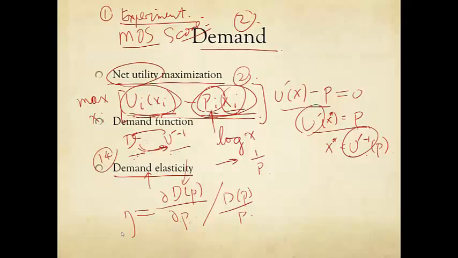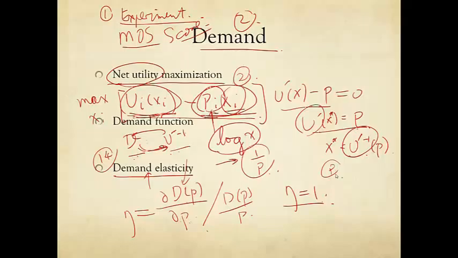Okay. For example, what is eta of log utility function? We know the demand elasticity is just 1 over p. You plug in this normalized partial derivative against p, you see that eta is actually exactly 1, which is quite interesting because it's actually independent of p.